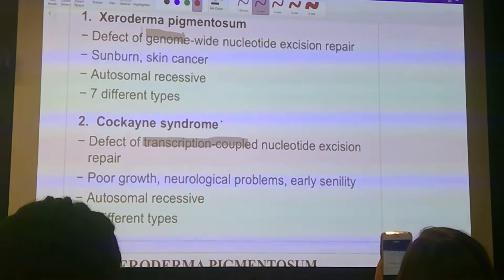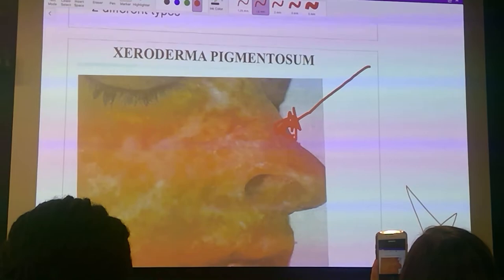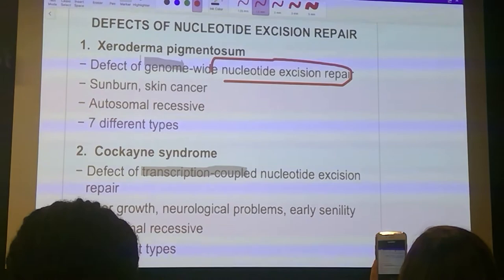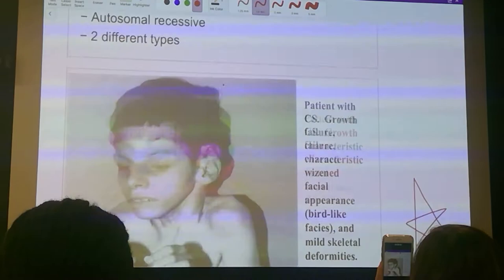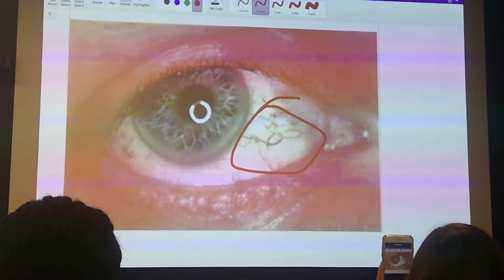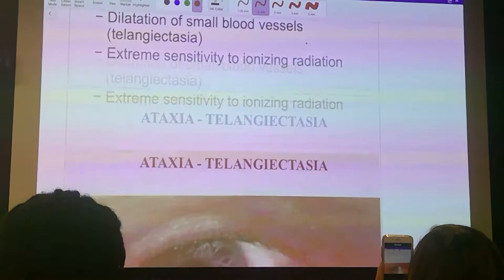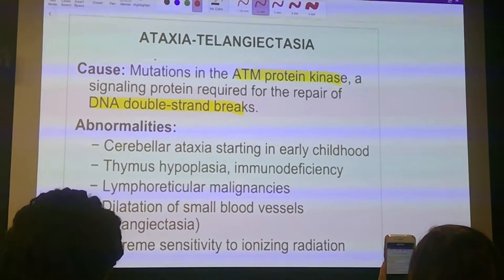Xeroderma pigmentosum is caused by sunlight. Remember, sunlight causes pyrimidine dimers and these mutations, and because you cannot take out the pyrimidine dimers, you get skin cancer. And Cockayne syndrome, they look like this. Something about bird-like features. And then for ataxia, do you ever see the weird looking blood vessels in the eye? These are spider vessels. They have this, and this is a defect in ATM protein kinase.